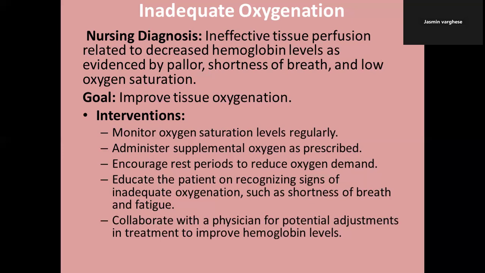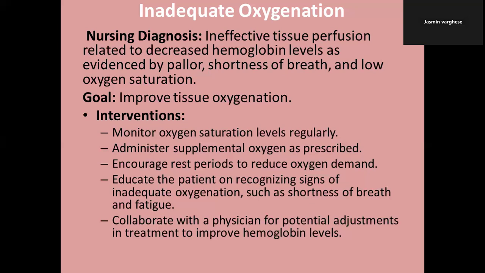And if you're writing in columns, you have to write assessment, diagnosis, planning, rationale, implementation, and evaluation. In the first column, the assessment column, you have to write subjective data and objective data. Subjective data include what the patient says about their condition. Objective data include what you have observed from the patient situation. In the nursing diagnosis column, you can write ineffective tissue perfusion related to decreased hemoglobin level as evidenced by pallor, shortness of breath, and low oxygen saturation.